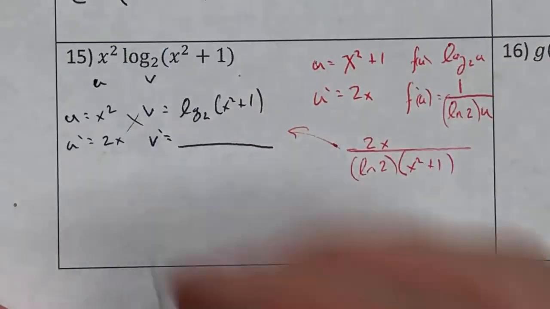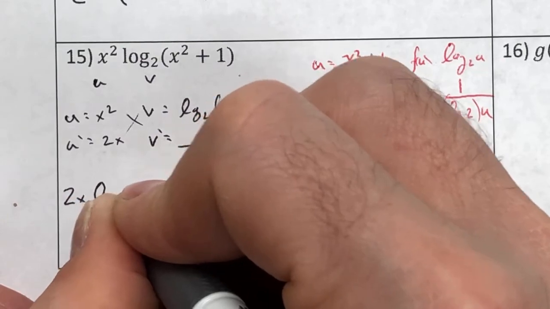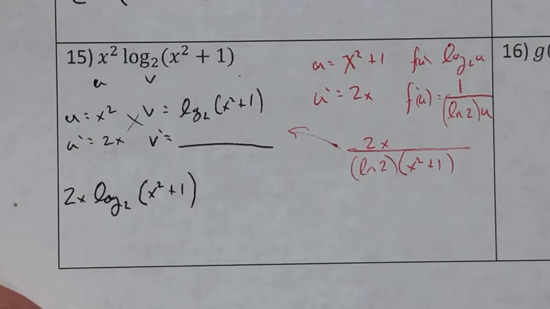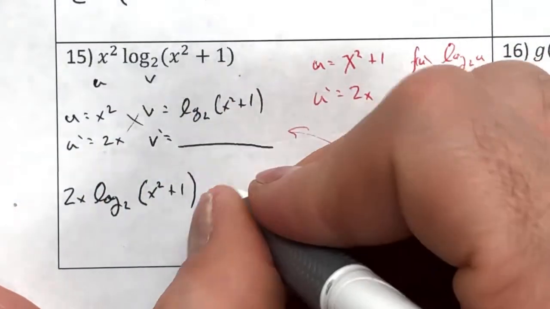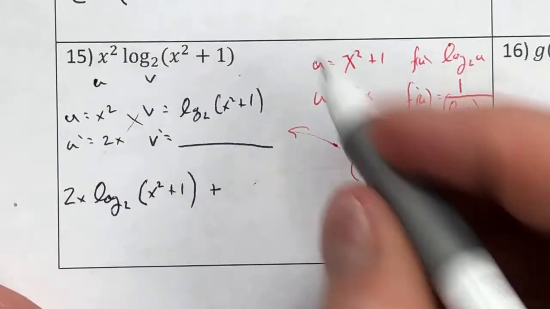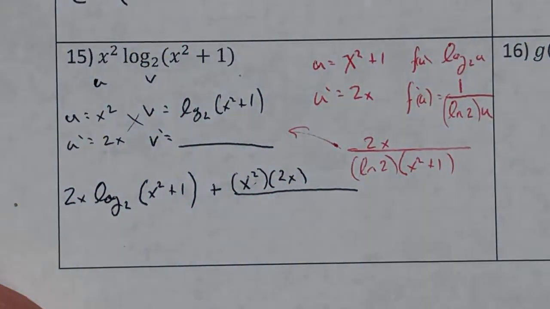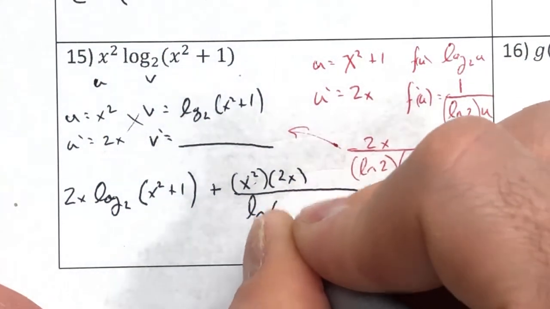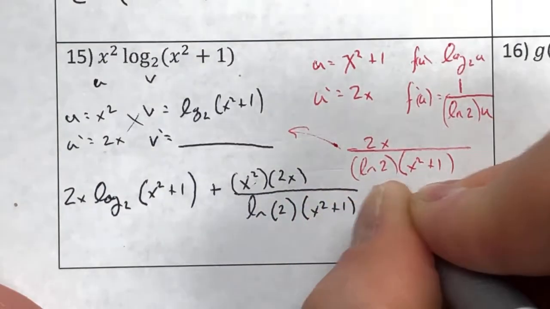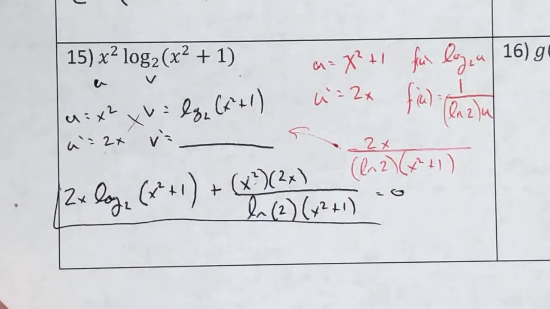Set up our cross, vu prime. So 2x log base 2 of x squared plus 1, plus, let's see, x squared times 2x, all over the natural log of 2 times x squared plus 1. Here's my derivative. I'm going to set that equal to 0 and solve.